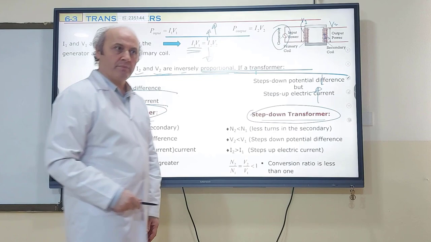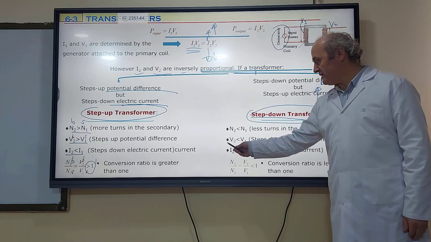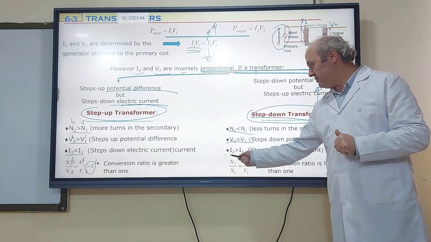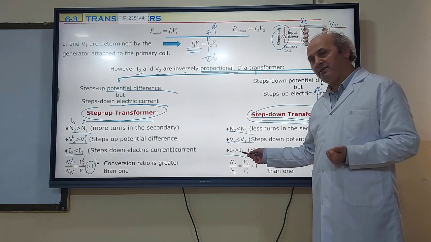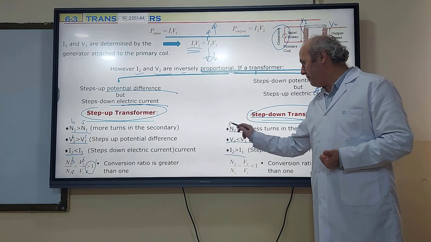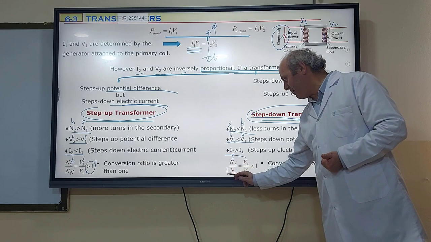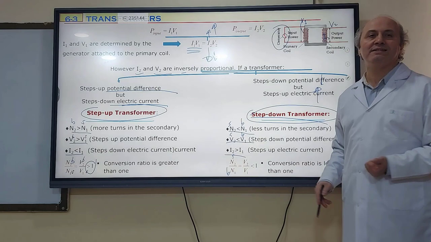In a step-down transformer, V2 is less than V1, and N2 must be less than N1, that is directly proportional. But the current side is opposite, inverse proportion: I2 is greater than I1. And the conversion ratio is small number divided by big number, less than 1. In a step-down transformer, the conversion ratio is less than 1.